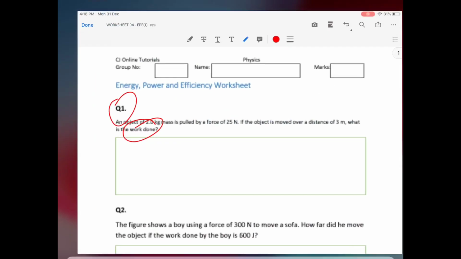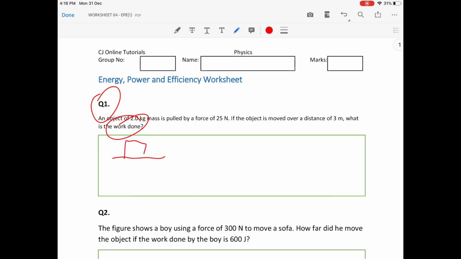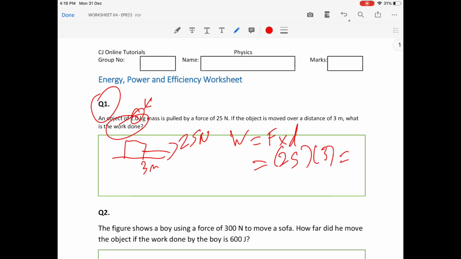So let's do it. Draw a box. The force being pulled is 25 newtons and the distance is 3 meters. We can ignore the mass because the equation says work equals force times distance. It never says anything about the mass here. Of course, if you go to a higher level, the mass does affect other things, especially friction, but that's not part of the syllabus, especially for IGCSE students. So force is 25 and distance is 3 meters. What's the SI unit? It's joules. So 75 joules. Pretty simple.